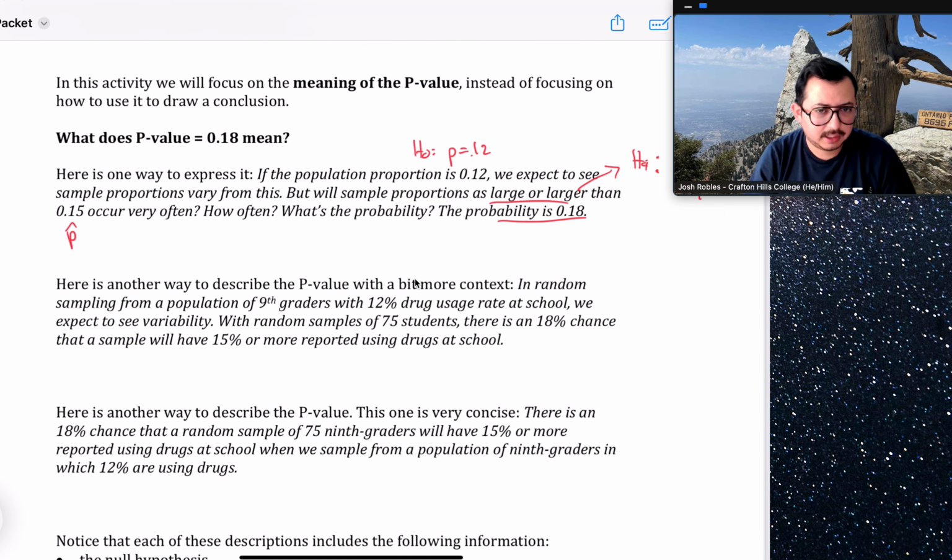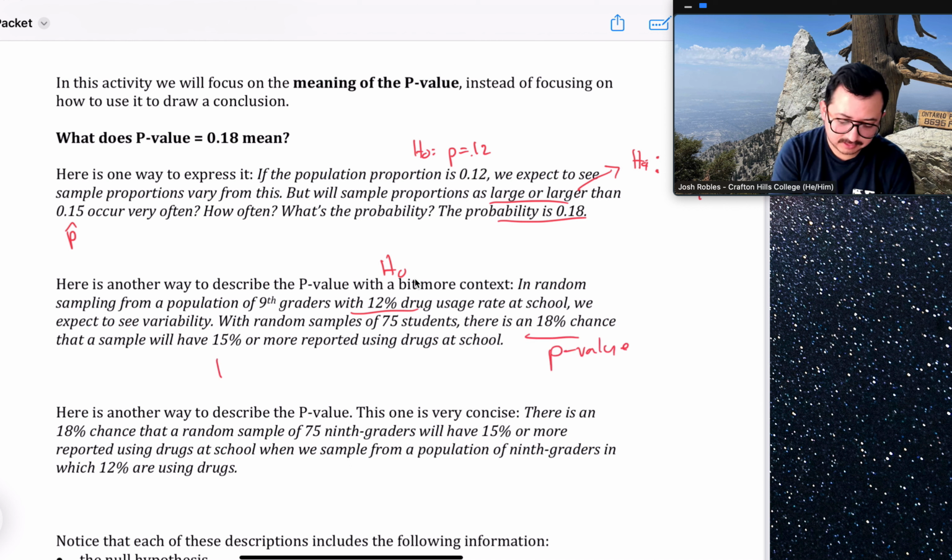Okay, so here is in context to this problem, in a random sample from a population of 9th graders with a 12% drug use rate at the school. That's assuming the null hypothesis there. We expect to see variability. With a random sample of 75 students, there's an 18% chance, that's the p-value, that a sample will have 15% or more. So the 15% or more is the alternative hypothesis. 15% is specifically p hat, the sample value.